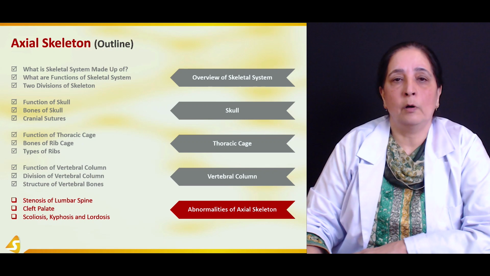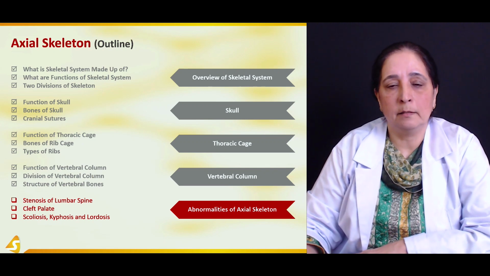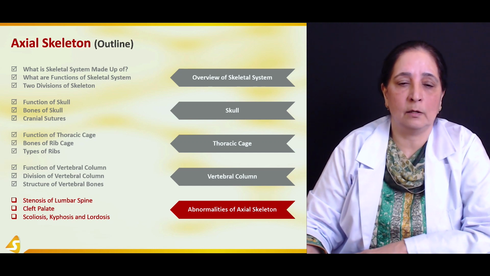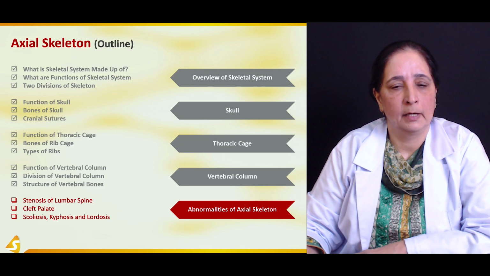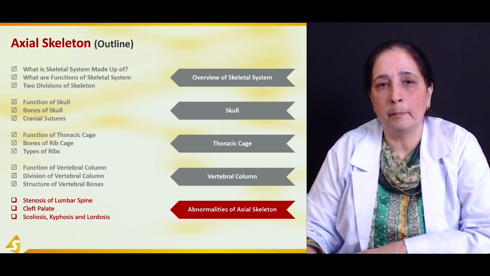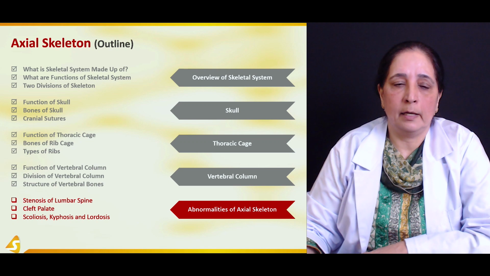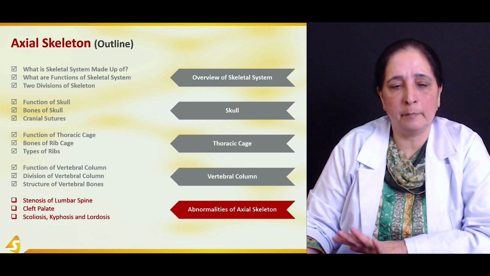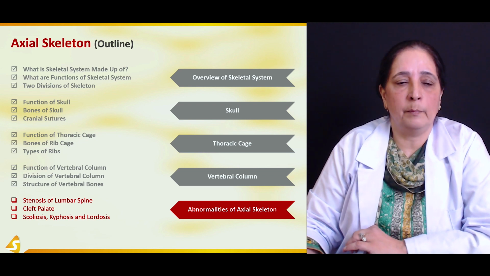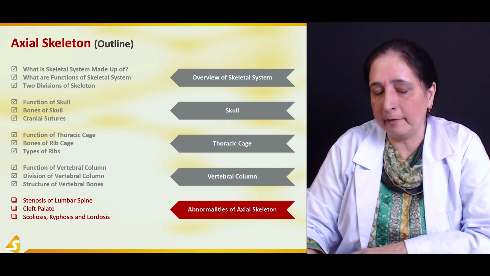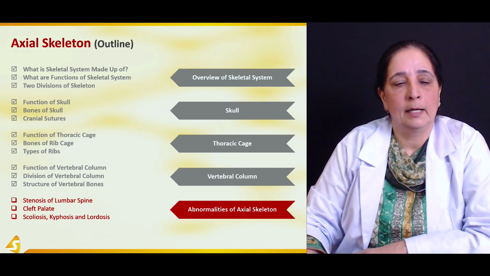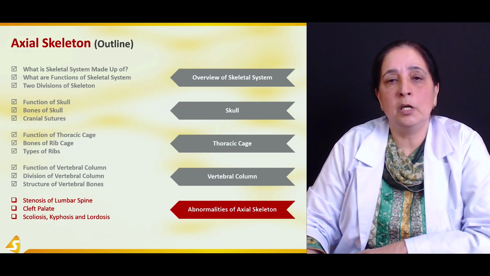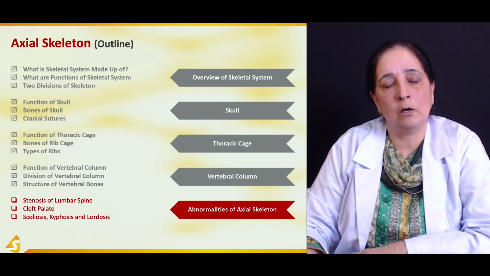There are different abnormalities of the axial skeleton, but we will talk about some very common ones, which is stenosis of the lumbar spine. As the name shows, stenosis can happen in any other area, but we will just talk about the lumbar spine because it's very common in the lumbar region. Then the others are the cleft palate and scoliosis, kyphosis, and lordosis.